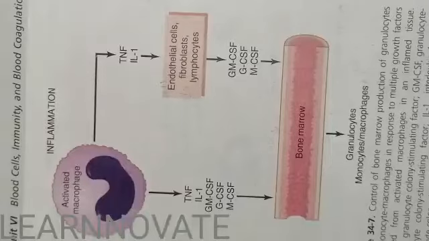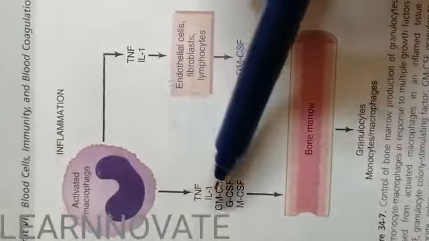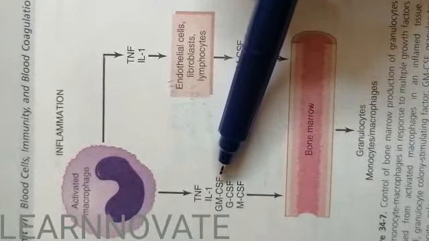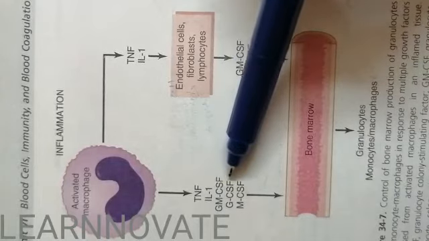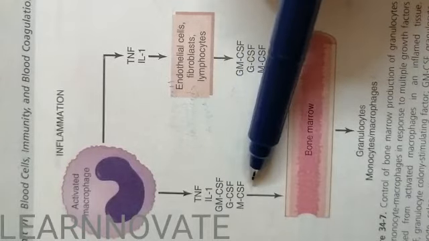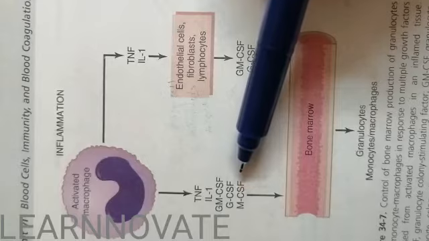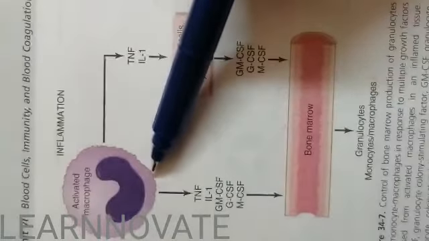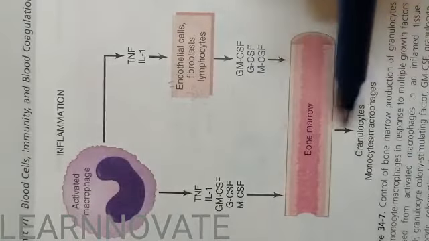Now here comes the role of macrophages. When macrophages become activated in the tissue, they release substances including tumor necrosis factor, interleukin 1, granulocyte monocyte colony stimulating factor, granulocyte colony stimulating factor, and monocyte colony stimulating factor. These five factors are released from the macrophage at the site of inflammation, and they affect the bone marrow.